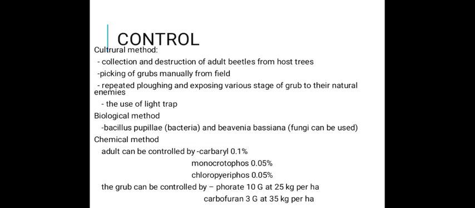Biological method: Bacillus bacteria and Beauveria bassiana fungi can be used. Chemical method: adults can be controlled by carbaryl 0.1%, monocrotophos 0.05%, chlorpyrifos 0.05%. The grub can be controlled by phorate 10G at 25 kg per hectare.